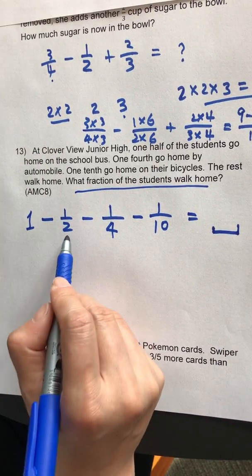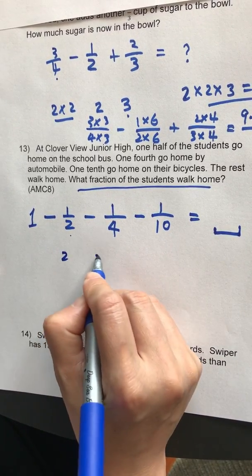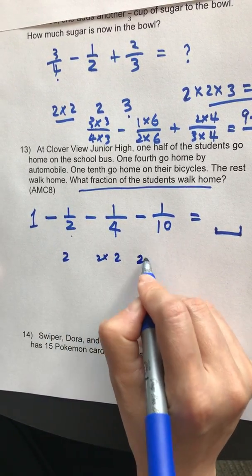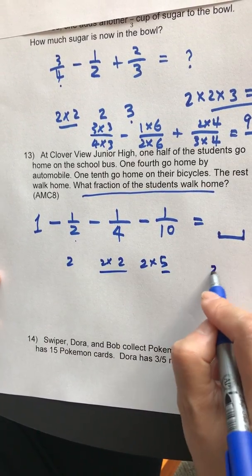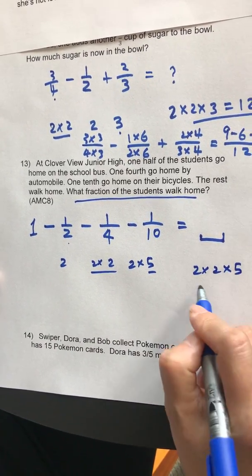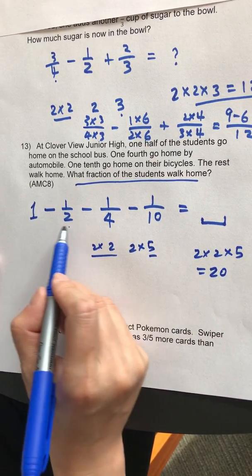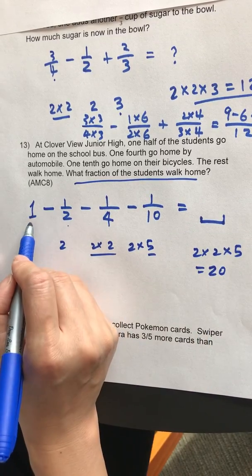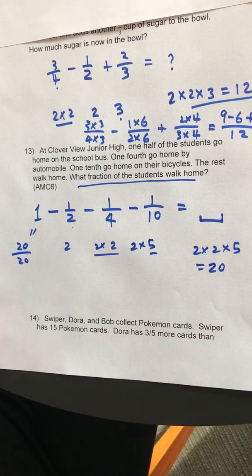Again, we need to find the least common multiple of these three numbers. How do we find it? 2 multiplied by 2, and 2 multiplied by 5. So we need two 2s and one 5. So the least common multiple would be 20. So we change all the denominators into 20, and 1 is 20 over 20, to carry out this operation.